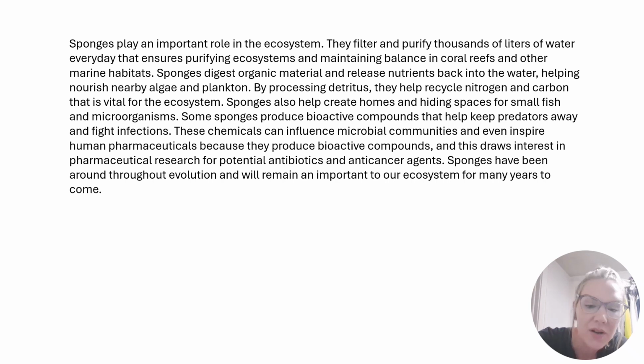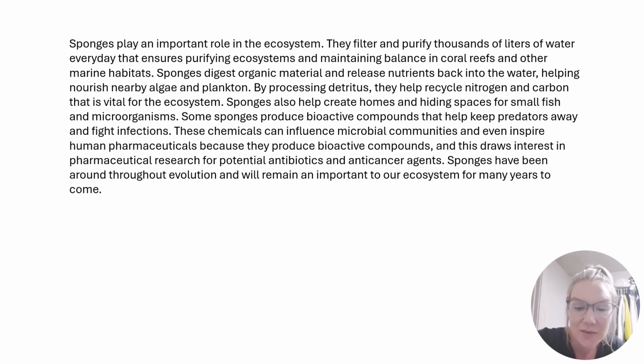The sponges play an important role in the ecosystem. They filter and purify thousands of liters of water every day that ensures purifying ecosystems and maintaining balance in coral reefs and other marine habitats. Sponges digest organic material and release nutrients back into the water, and it helps nourish nearby algae and plankton. By processing detritus, they help recycle nitrogen and carbon that is vital for the ecosystem. That's the balance I was speaking of before.